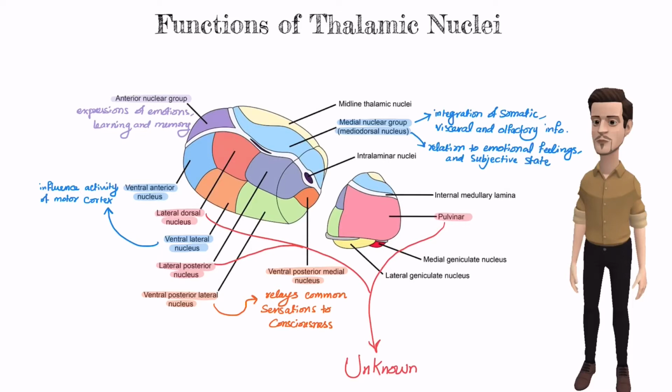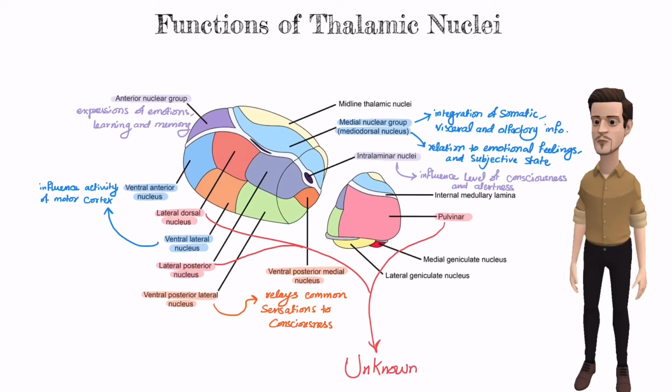The next one is the interlaminar nucleus, which receives fibers from the reticular formation, spinothalamic and trigeminothalamic tracts, and sends fibers to the cerebral cortex via other thalamic nuclei and to the corpus striatum. Its function is to influence levels of consciousness and alertness.